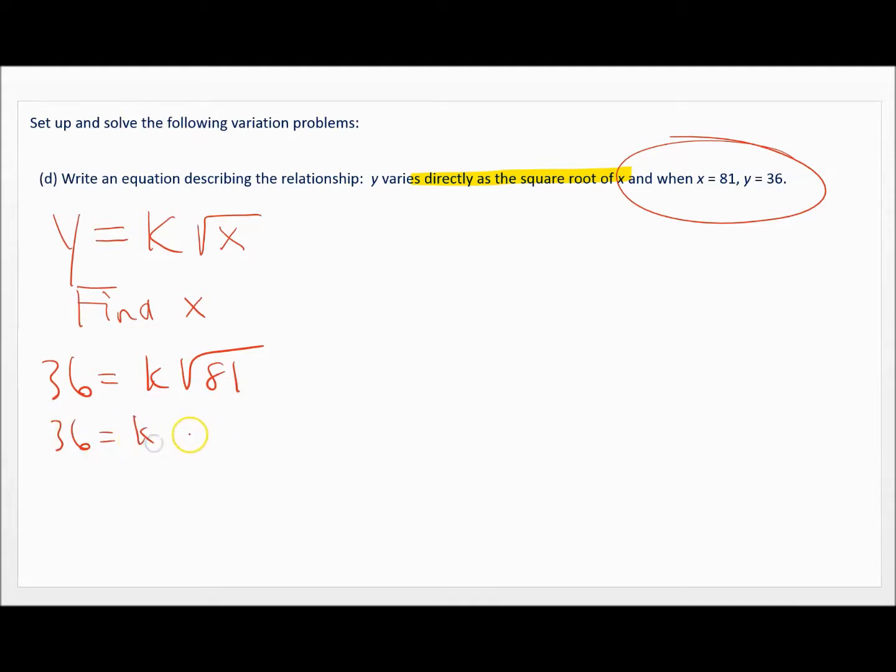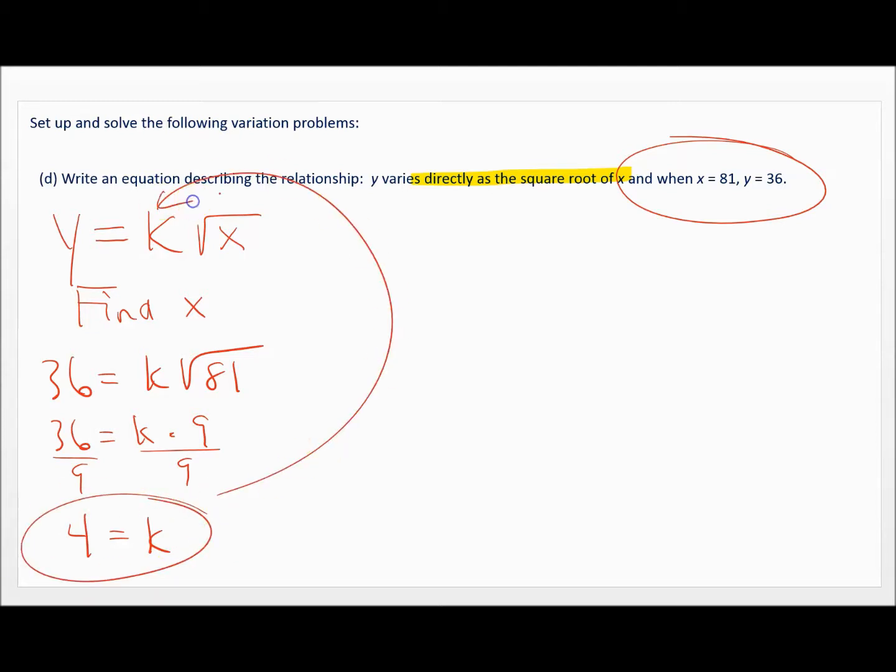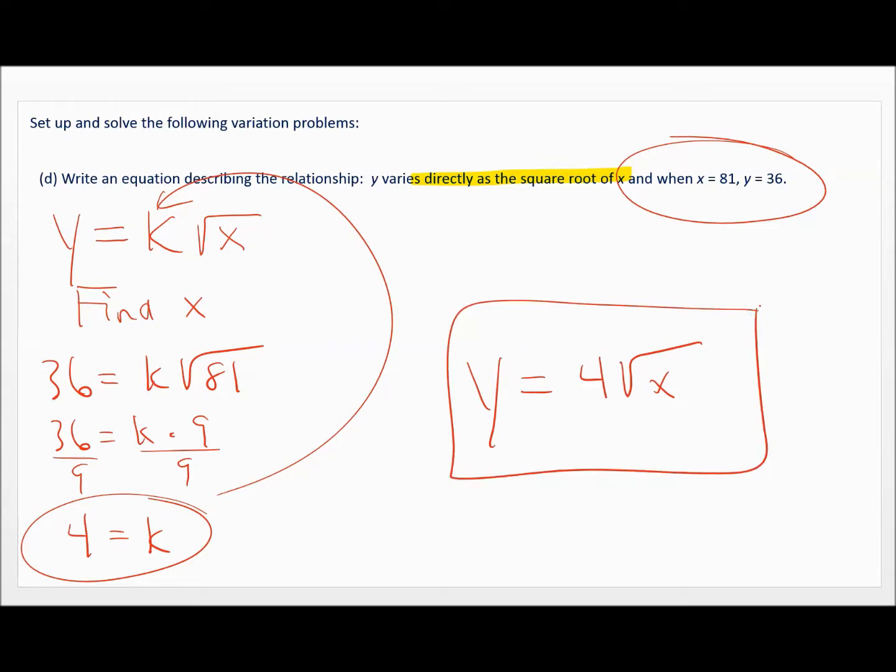So 36 is k times the square root of 81, which is 9. To get k by itself, I'm going to divide both sides by 9. 36 divided by 9 is 4. All right, now I got k, but I still don't have an equation. So I've got to take that 4 and plug it right back up here in the k. So my final answer is y equals 4 square root of x. That is my equation that describes the relationship.